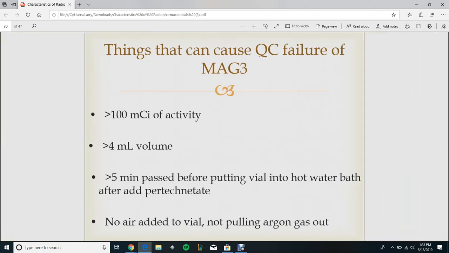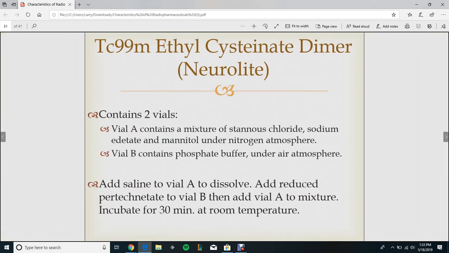Things that can cause QC failure of MAG3: greater than 100 millicuries of activity, greater than 4 ml in volume, more than 5 minutes passing before putting the vial into the hot water bath after adding pertechnetate, and no air being added to the vial and not pulling argon gas out.